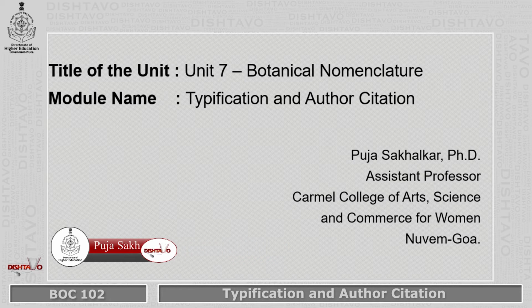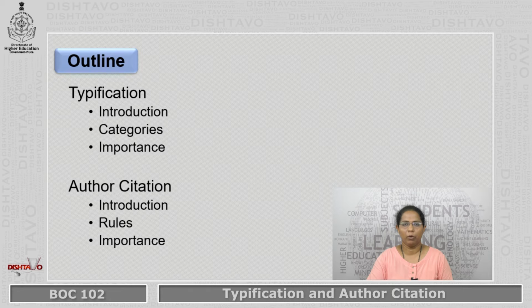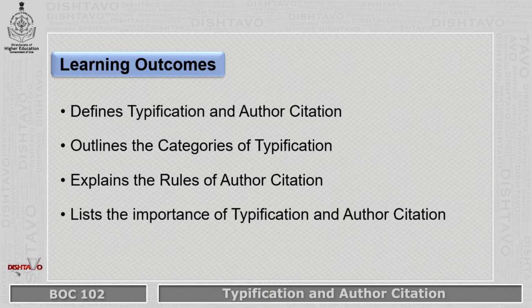Today we will look at the module Typification and Author Citation from the unit Botanical Nomenclature. To give you a brief outline of this lecture, we will begin with typification, understanding its categories and importance, and later we'll look at author citation, its rules and importance. This module defines typification and author citation. It outlines the categories of typification. It explains the rules of author citation, and it lists the importance of typification and author citation.